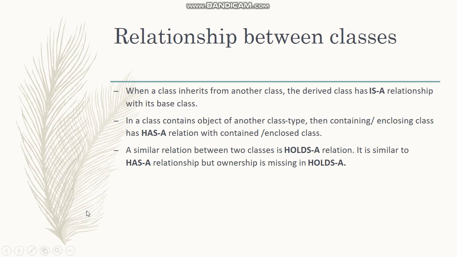The last topic is relation between classes. When a class inherits from another class, the derived class has a relationship with its base class. In a class containing an object of another class type, the containing or enclosing class has a relation with the contained or enclosed class. A similar relation between two classes is the holds-a relation. It is similar to has-a relation, but ownership is missing in holds-a.